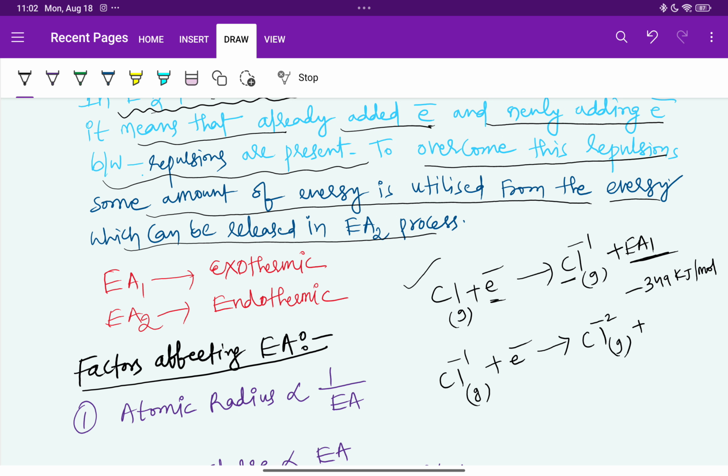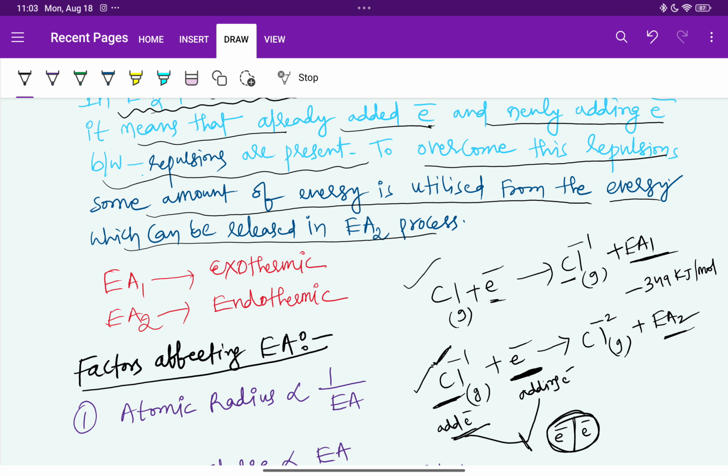Very less amount of energy, or negligible. You need to supply energy sometimes. So in Cl minus 1, here minus 1 indicates an added electron already, and you are adding one more electron. This e minus is called the adding electron, and here minus 1 indicates the added electron. So between the added electron and the adding electron, repulsions are there, because minus electron repulsions are there. So to overcome these electron repulsions, we need to supply energy.